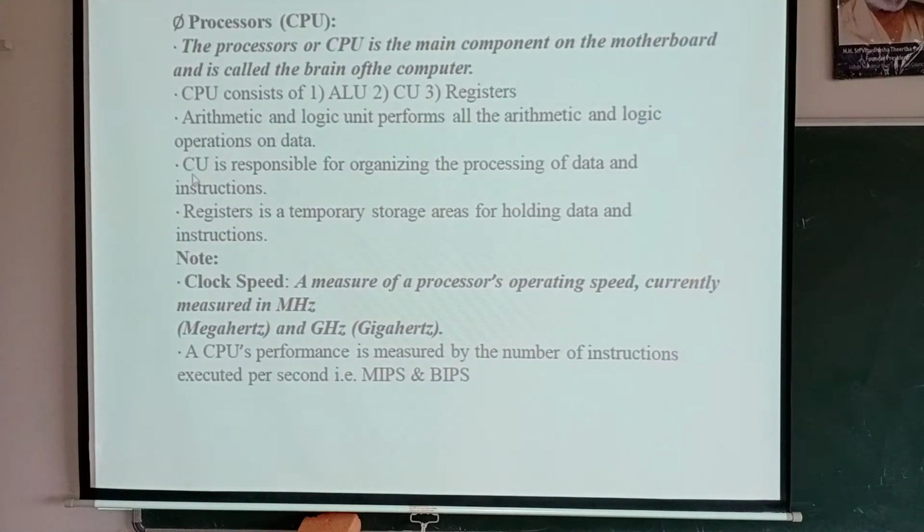Next is the CU, that is the control unit, which controls the processing of the data as well as instructions. It is responsible for organizing the processing of data and instructions. Whenever you fetch some data or instruction into a computer, it should be organized, depending on whether it is an input operation, a storing operation, a processing operation or an output operation. These should be organized in order to process data. This is done by the control unit.